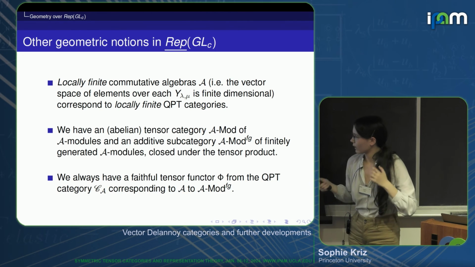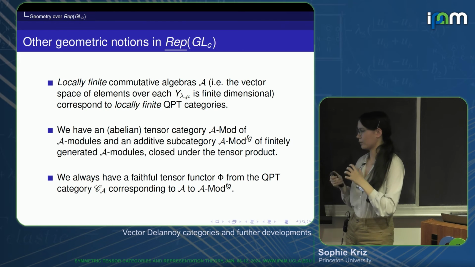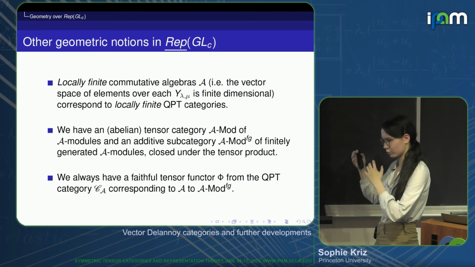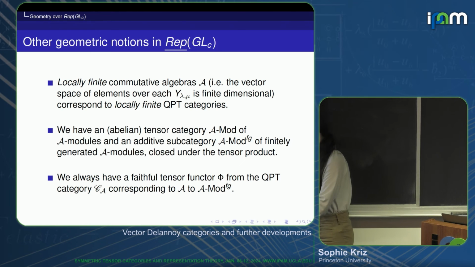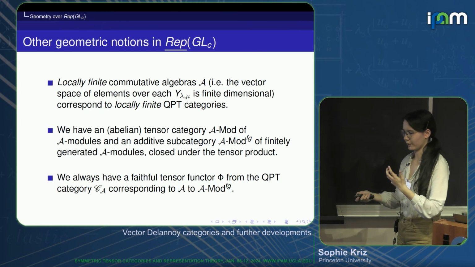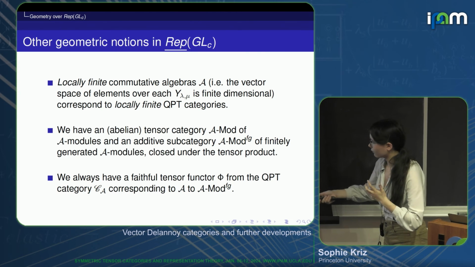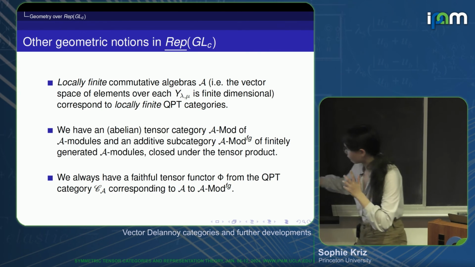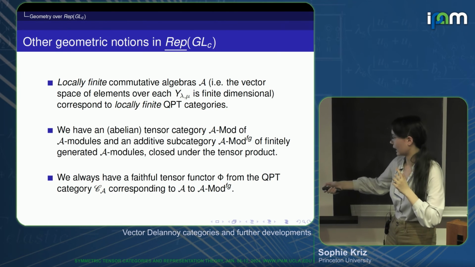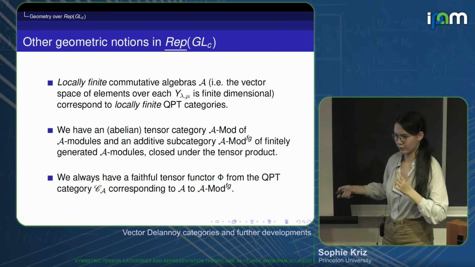And so what I find is that we will always have a faithful tensor functor phi from a QPT category C, which we construct by looking at some Rep of GL_C algebra and looking at its T_C algebra and constructing the category from that. So we have a faithful tensor functor from this C to the category of finitely generated A-modules.